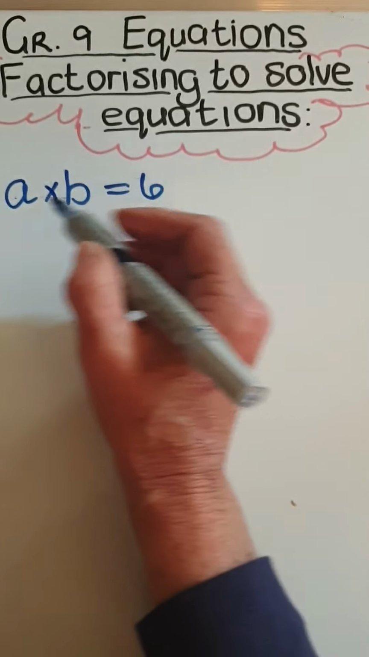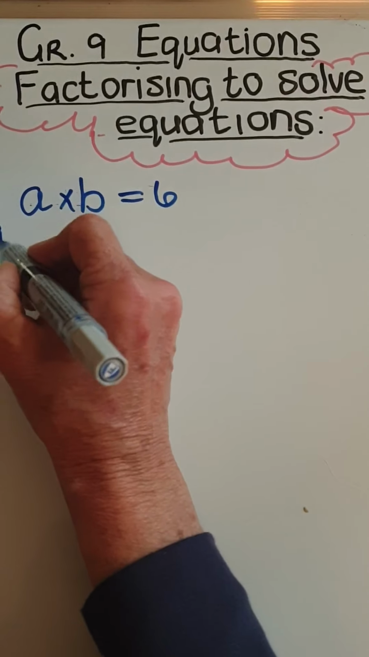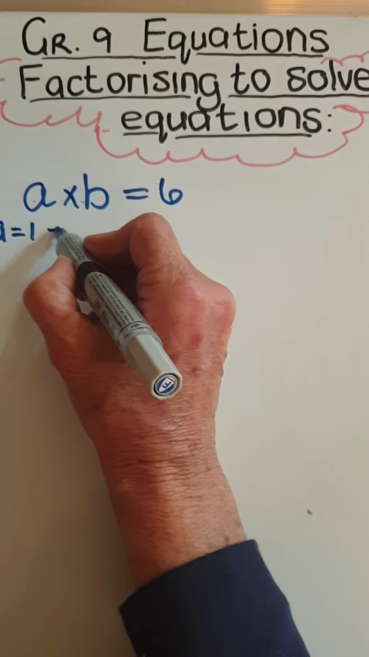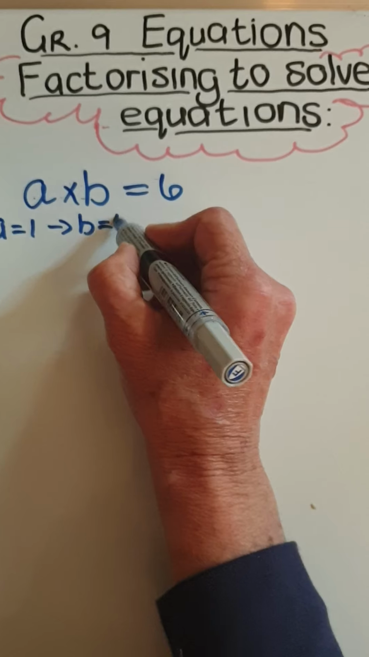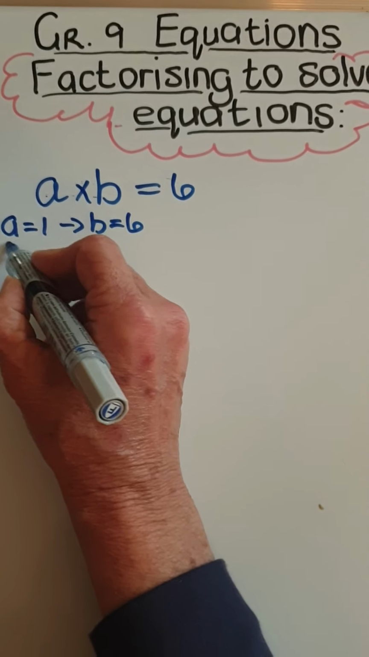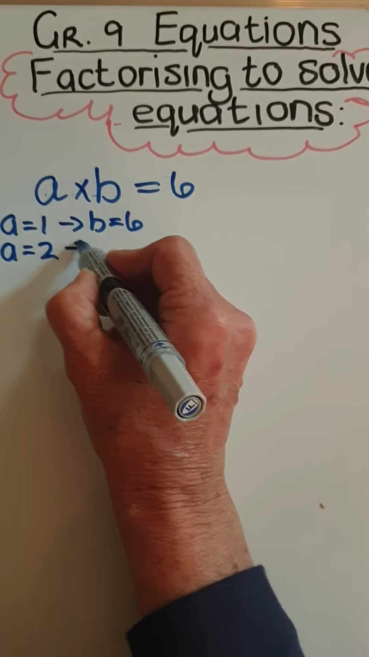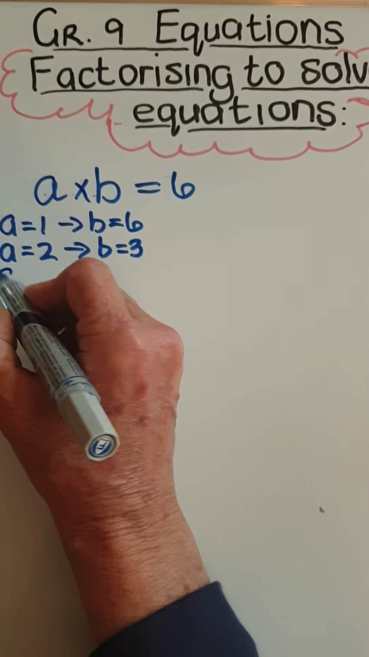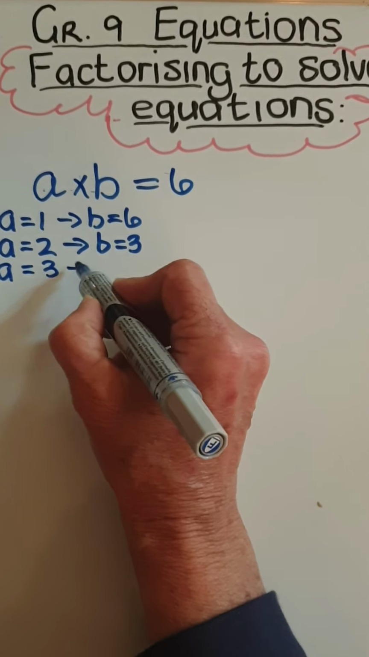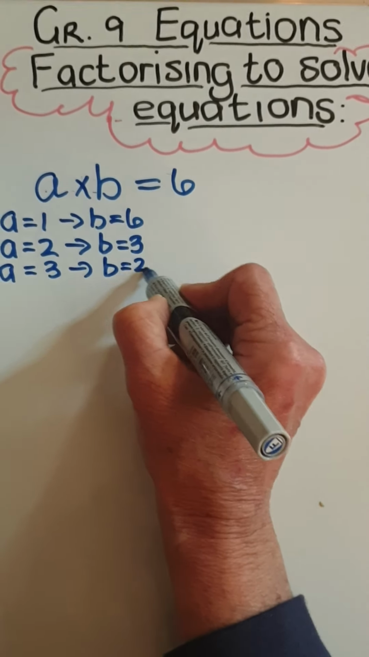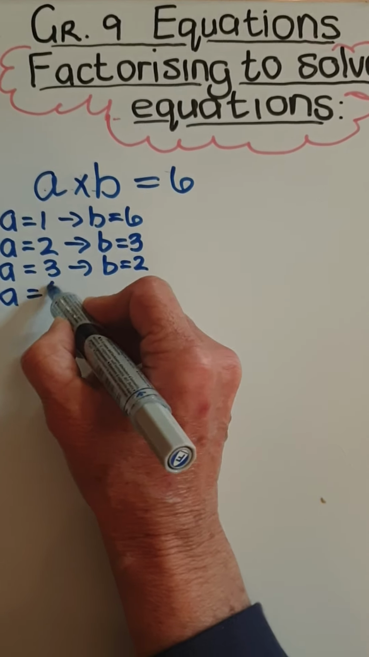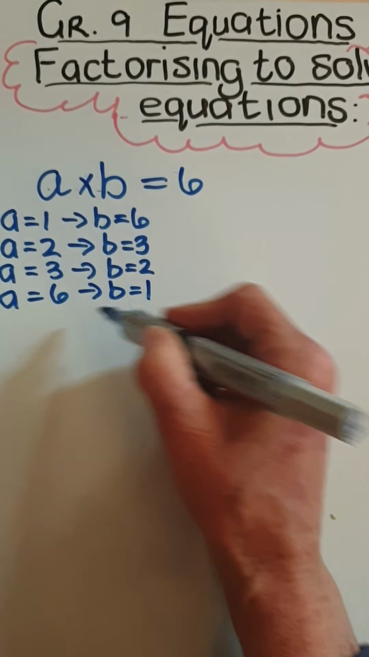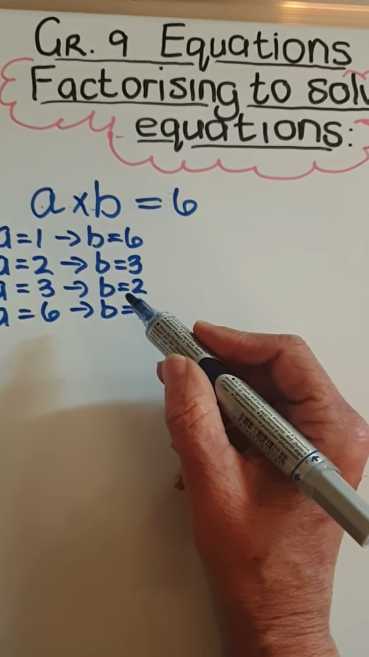For instance, if a is 1, then what must b be? 1 times what will give you 6? Then it follows that b must be 6. Or if a is 2, then b obviously must be 3, otherwise your equation won't be true. And for a equal to 3, b must then be 2. And for a equal to 6, b must be 1. So I've got a lot of possibilities here that will solve this equation.